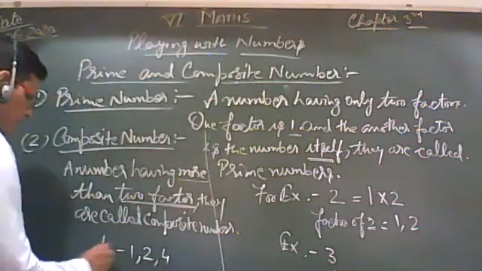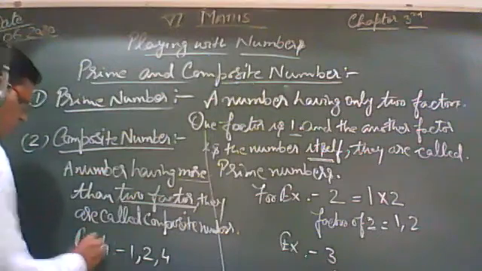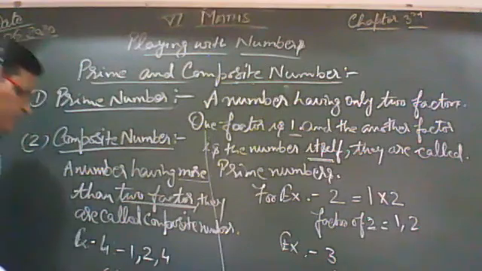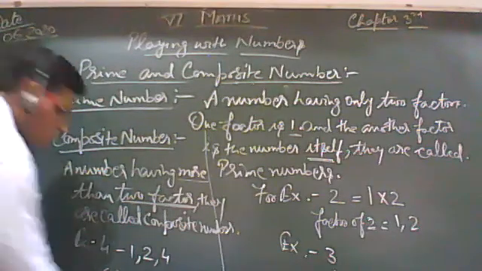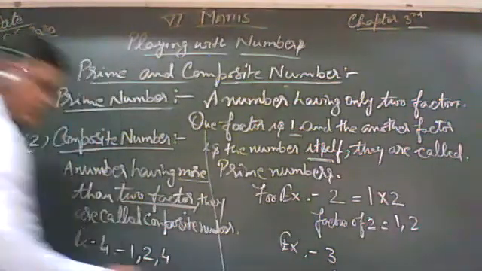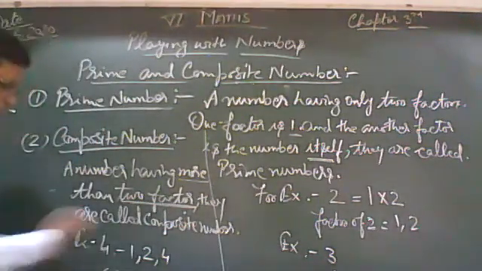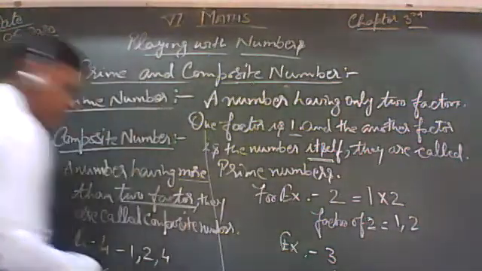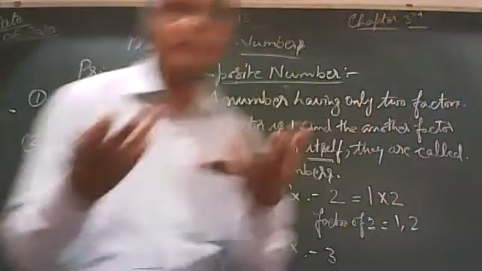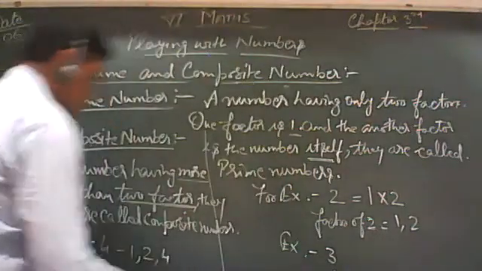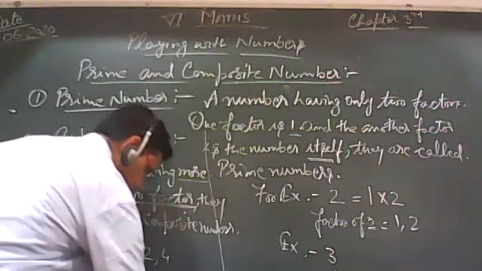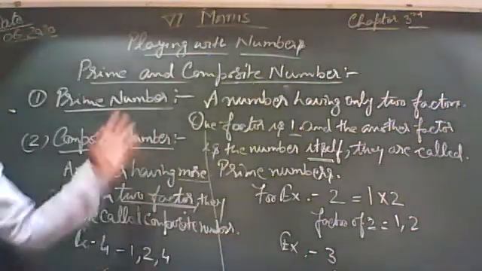These are the examples. Now, similarly, we take another example, 6. 6 has how many factors? 1, 2, 3, and 6. More than 2. And there are so many composite numbers, infinitely many, and these are the examples we write here, etc. Okay.